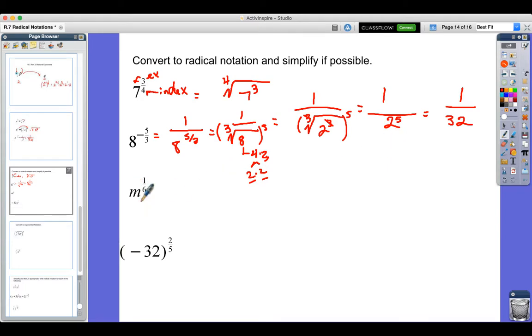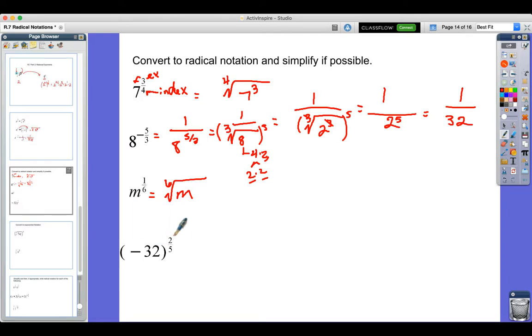So look at this particular problem right here. We're saying m to the 1 over 6. Remember, this is the index number. So you still have your m, that's your base number. You have your radical, your index number, 6, and it's an understood 1. Can we do anything past this? No. So just leave it like that. You'll be fine.